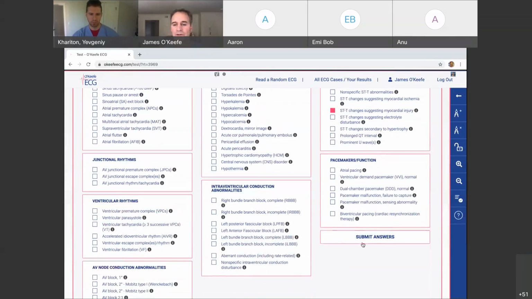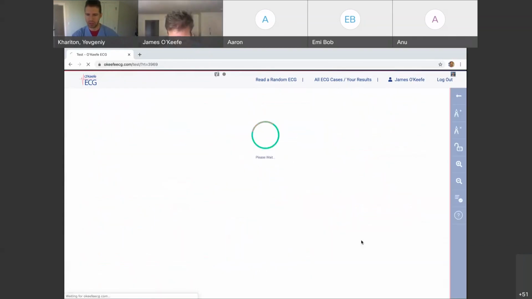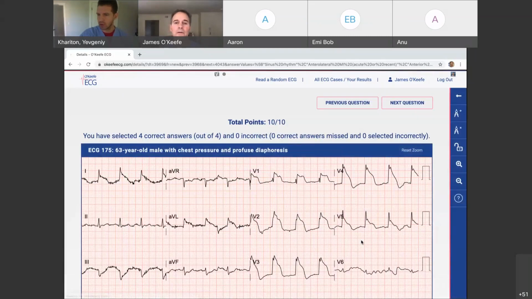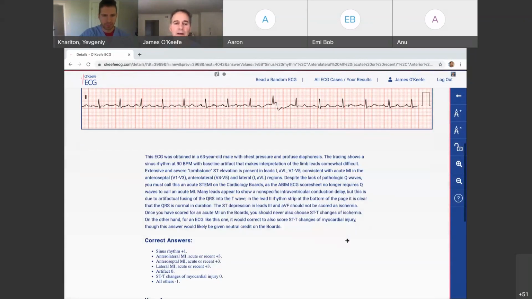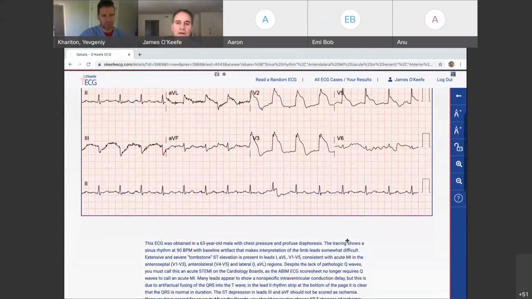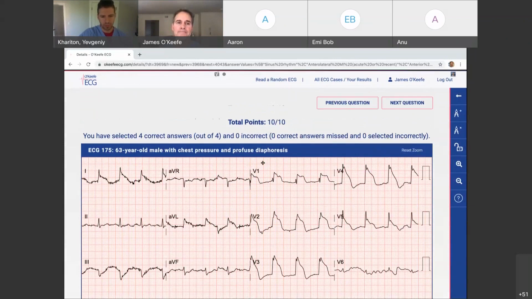Any questions on that one? Would you still code STT segment changes associated with injury? Yeah, right. I mean, I would. You probably get one point for it.